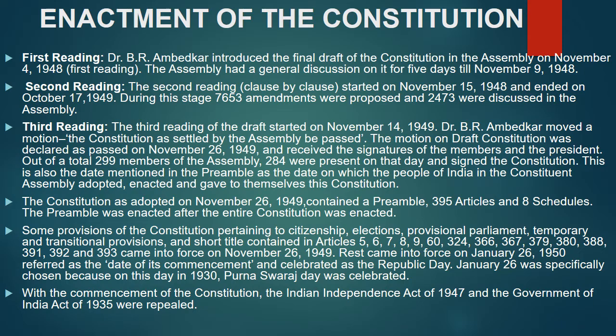Some provisions of the constitution related to citizenship, elections, provisional parliament, and temporary and transitional provisions were implemented on 26th of November 1949. Those are Articles 5, 6, 7, 8, 9, 60, 324, etc.